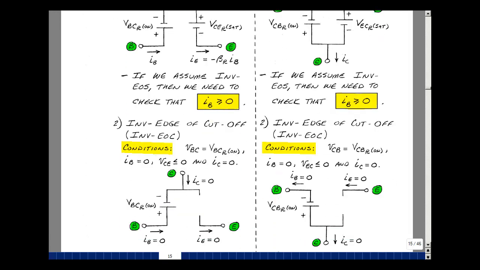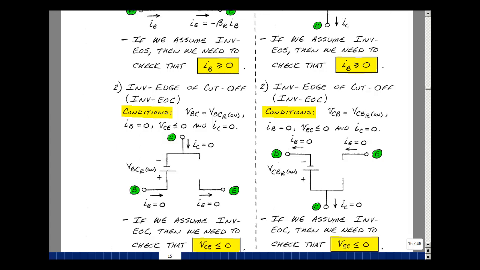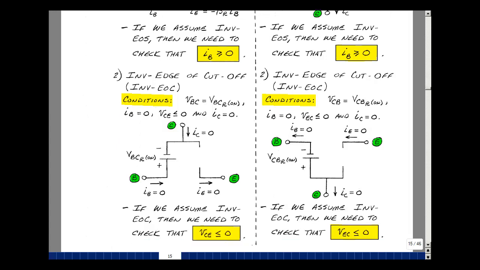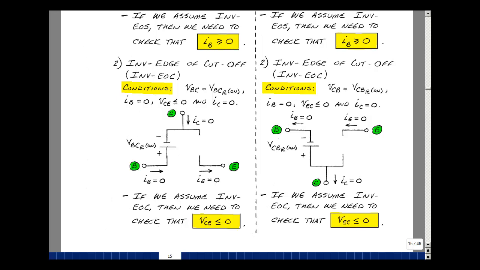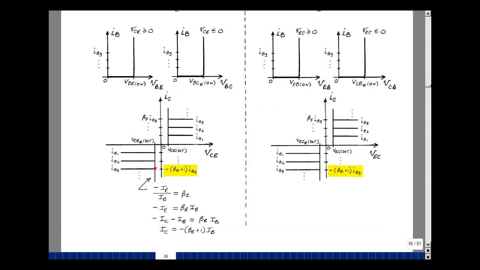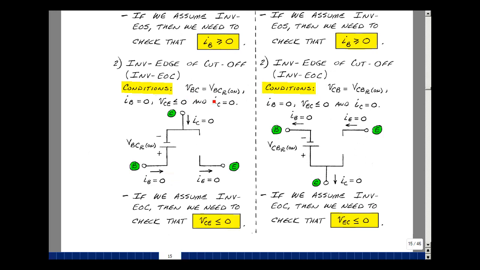We also, in our first quadrant modeling, had an edge of cutoff condition. This is where the active model and the cutoff model overlapped. Take a look at that. Let me erase this dot here. That's this point right over here. And when we're along this axis, so along here, if the base collector equals the base collector turn-on voltage, not just the inequality now, we're less than or equal to 0, and the base current and the collector current are 0.